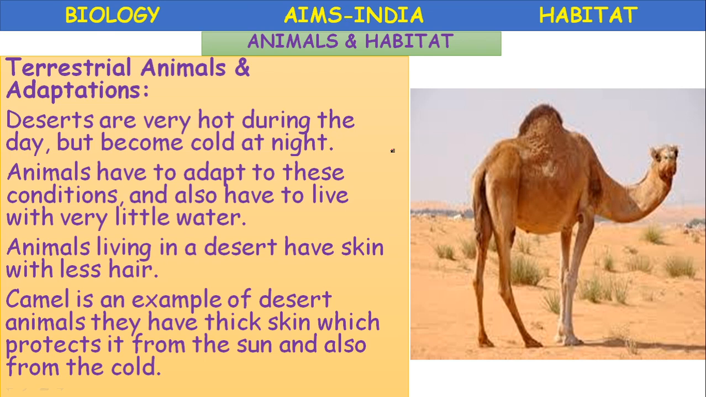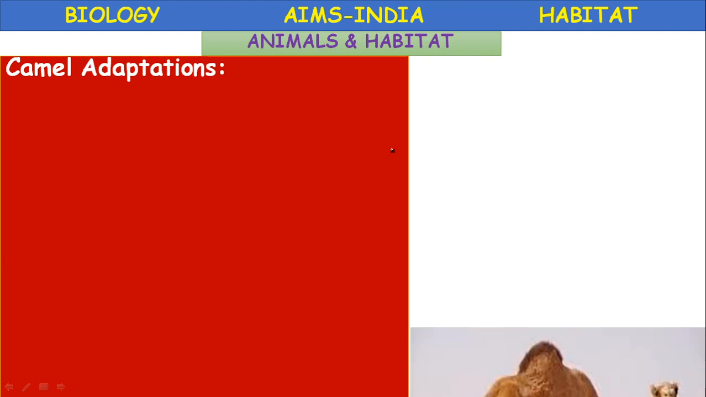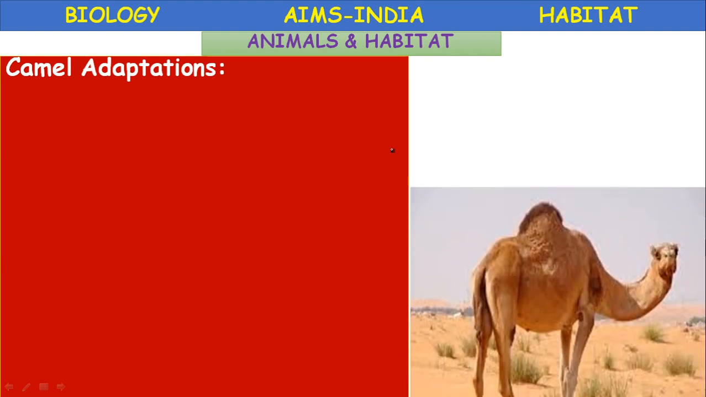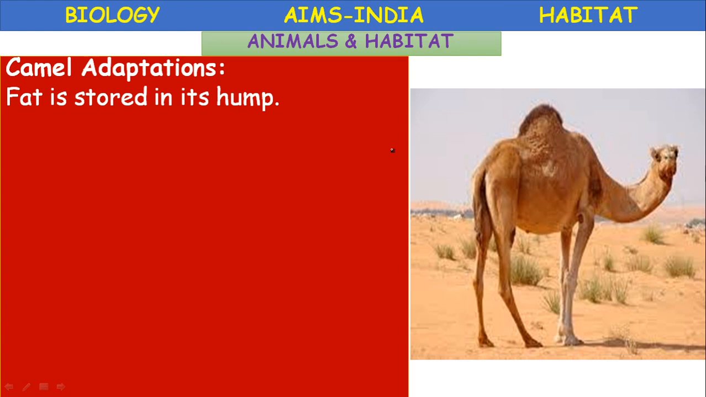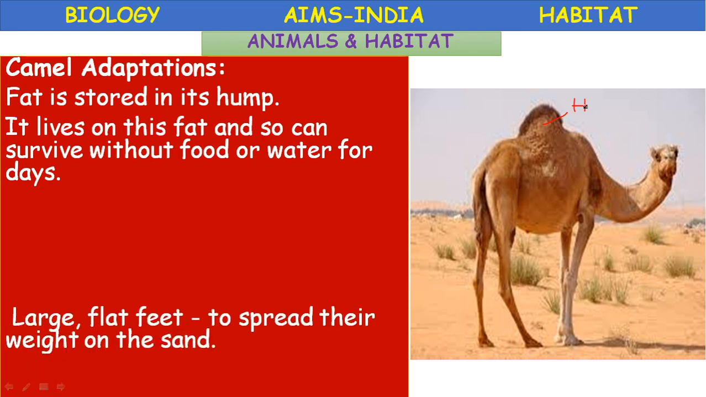The camel is called the ship of the desert. Some more adaptations in the camel we will see. Camel adaptations. Fat is stored in the hump. So this is the hump where the fat is stored. It is a reserved food material. It lives on this fat and so can survive without food or water for many days.